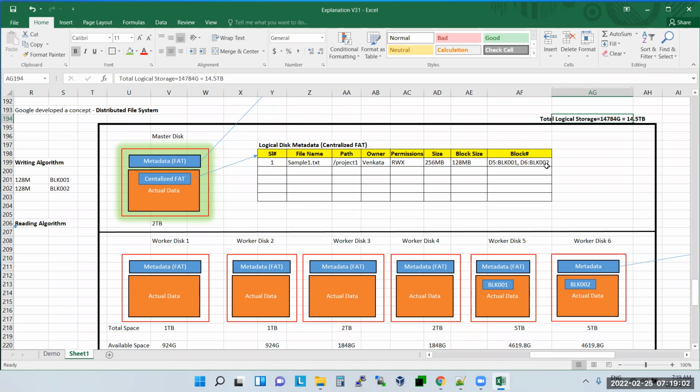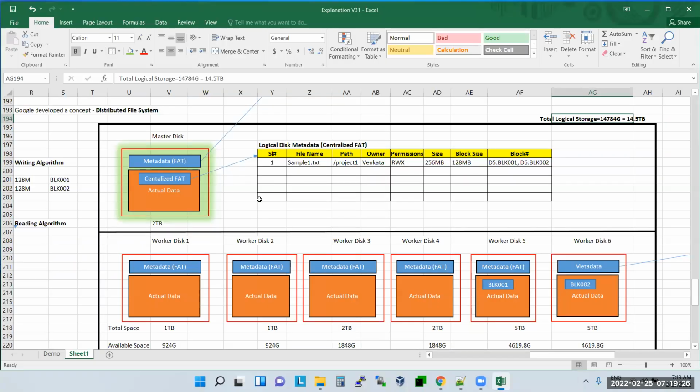So you have an option, you have the feasibility to add more and more disks to this logical storage. This is what they introduced. Who introduced this concept? This concept was introduced by Google.